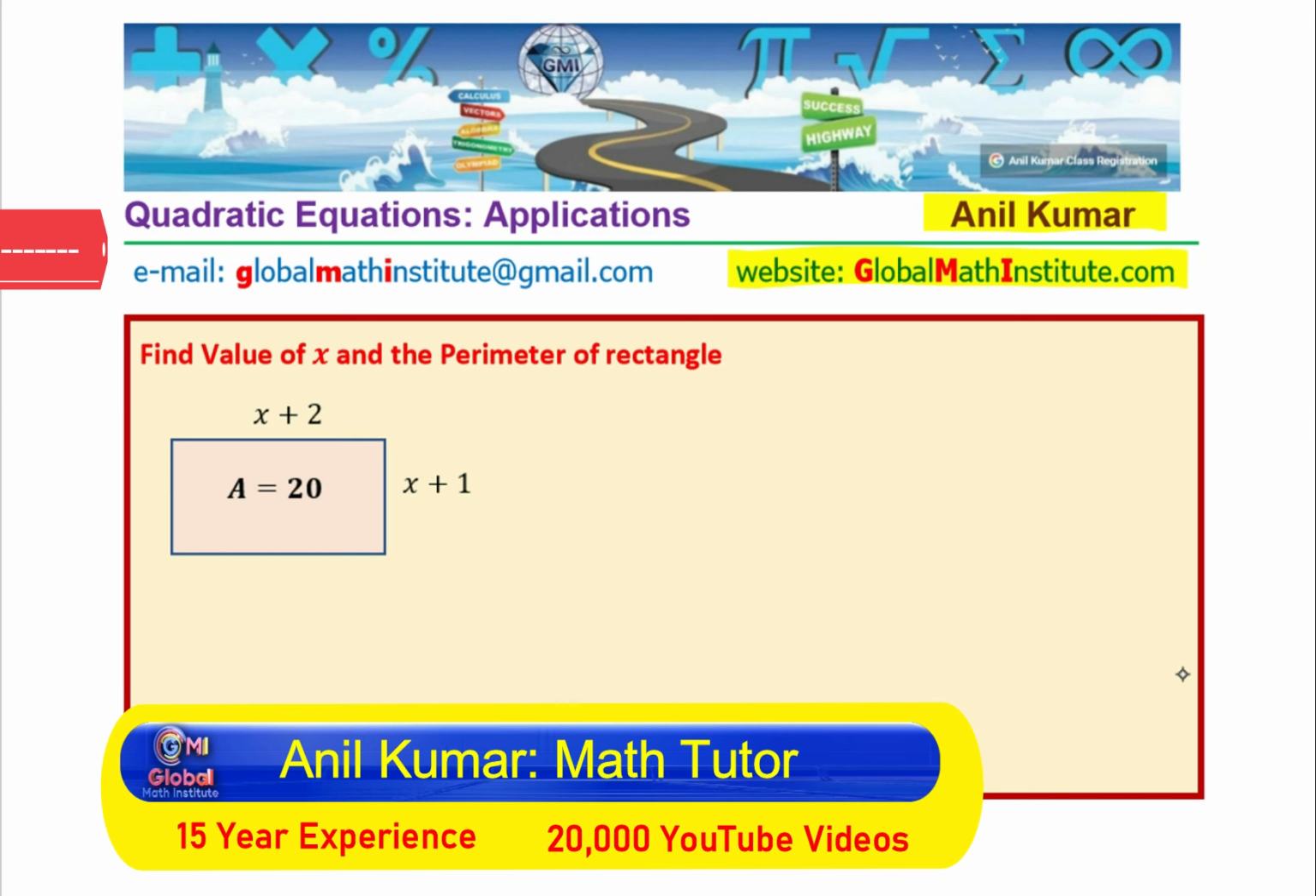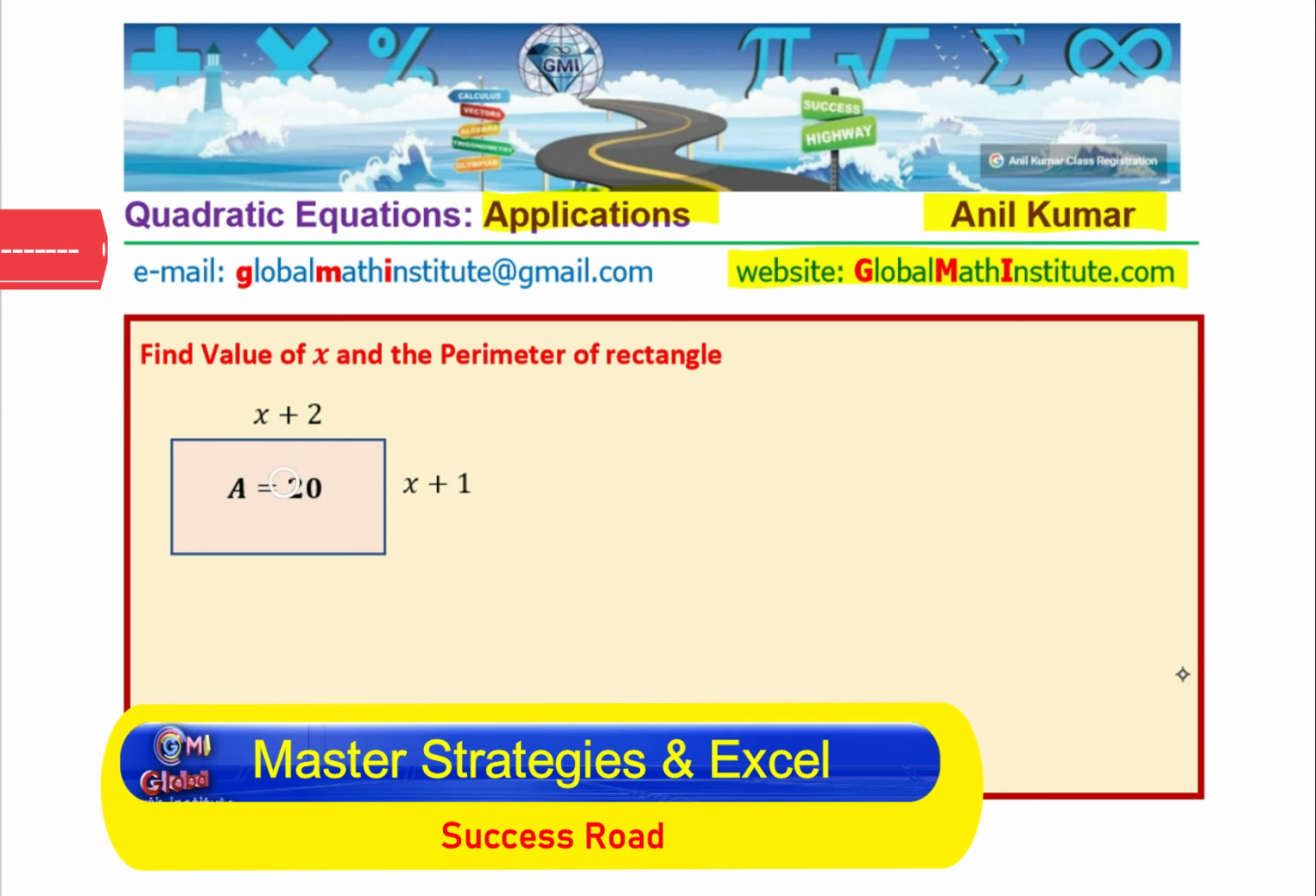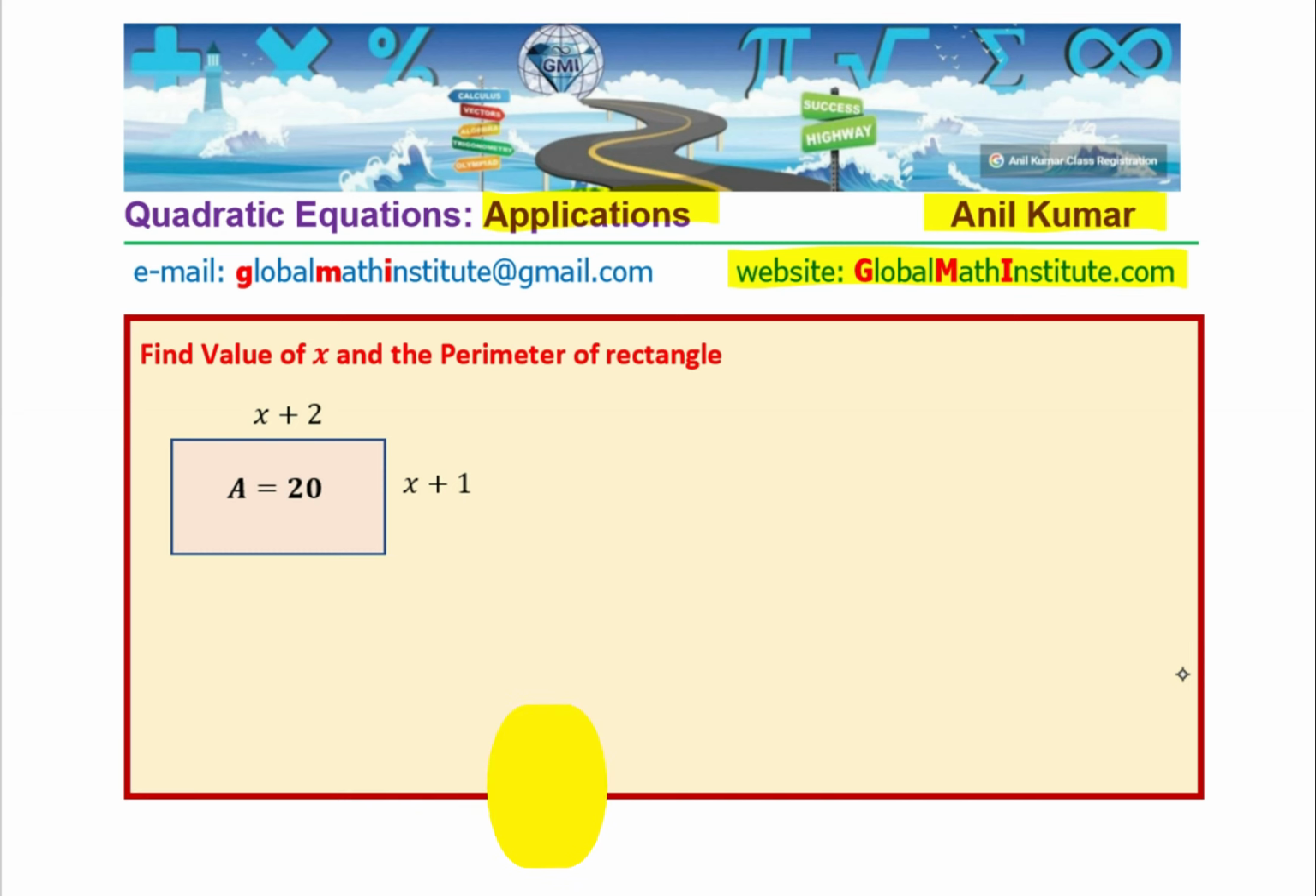Here is an excellent application of quadratic equation. We need to find the value of x and the perimeter of the rectangle given to us. Length and width of this rectangle is x plus 2 and x plus 1. Area is 20 units square. You can always pause the video, answer the question, and then look into my suggestions.